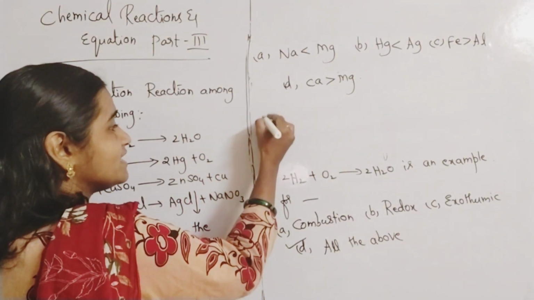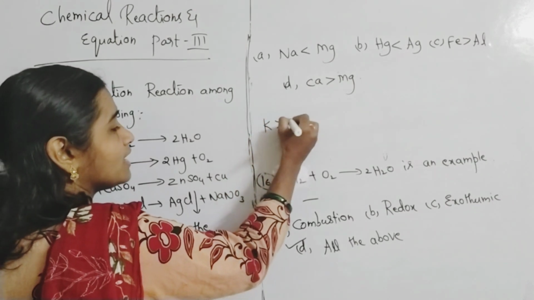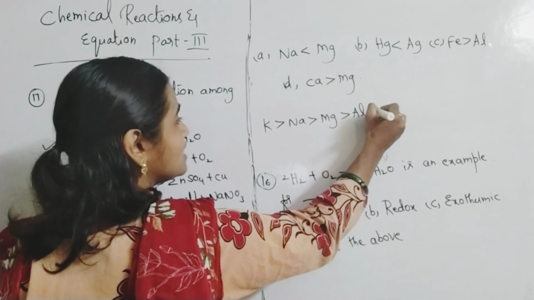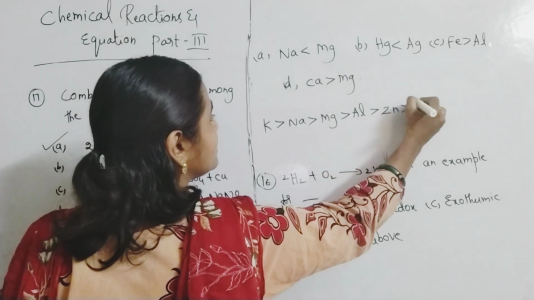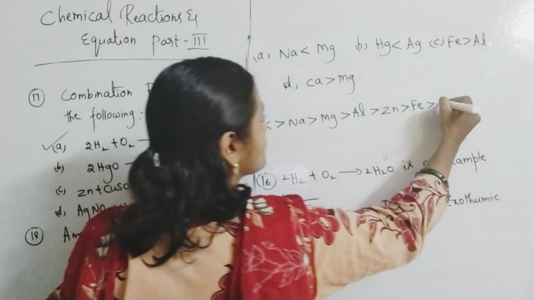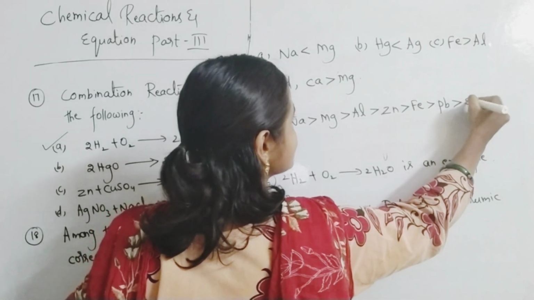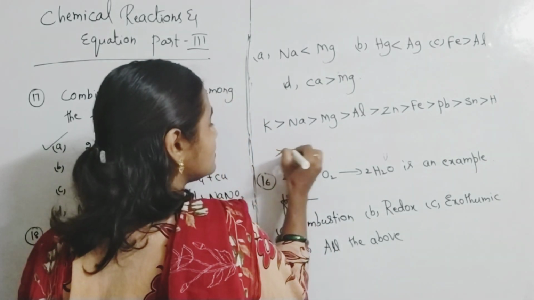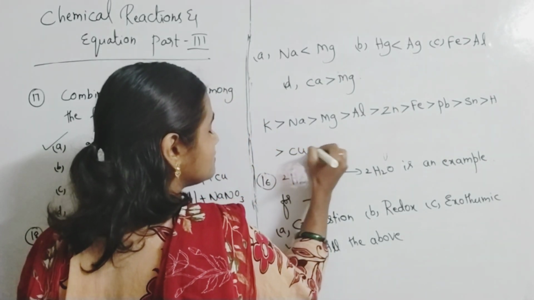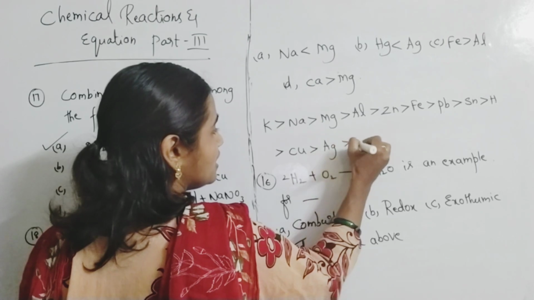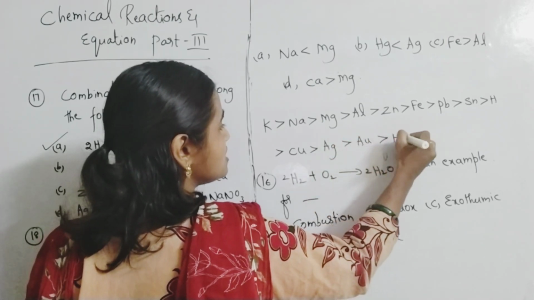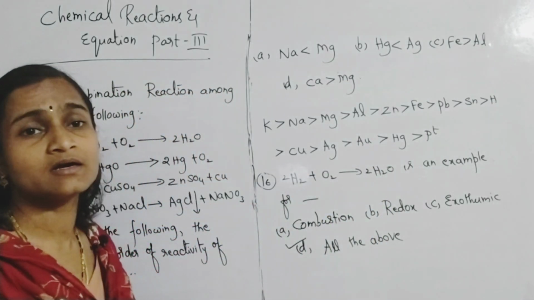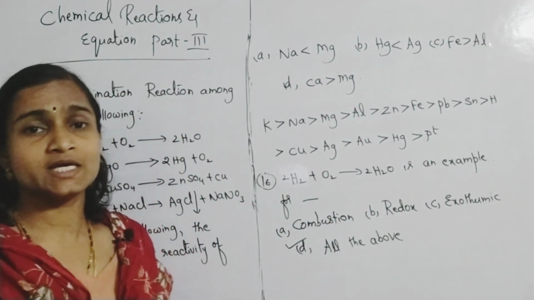Once recall reactivity series. K, Na, Mg, Al, Zn, Fe, Pb, Sn, then H will come. Then you have copper, Hg, Ag, Au, Pt. This is the reactivity series which you have to learn by heart. It is like keeping certain mnemonics. You can remember this reactivity series.